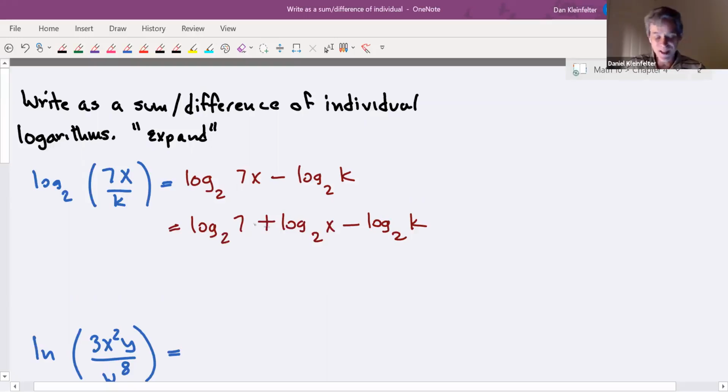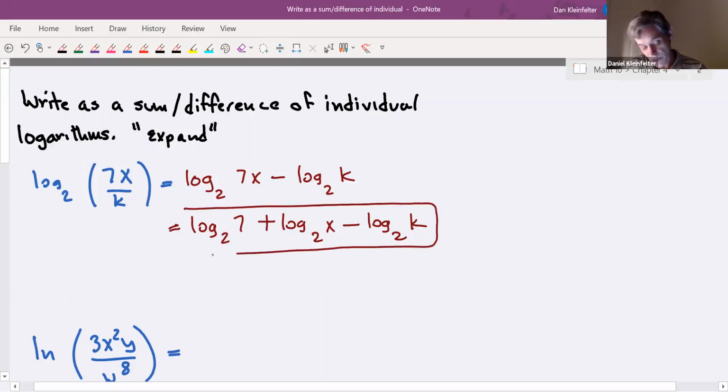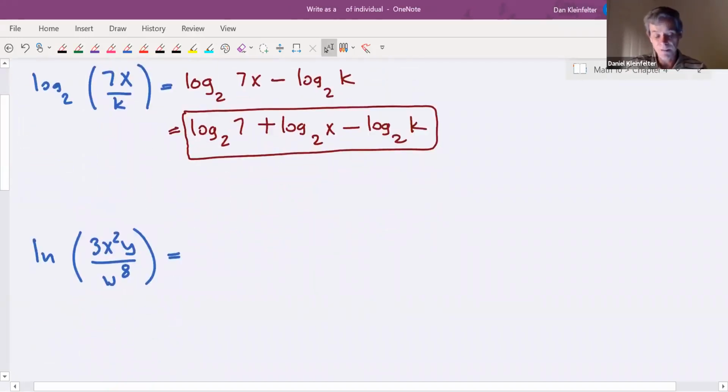That's log base 2 of 7 plus log base 2 of x minus log base 2 of k. Okay, so that's the whole thing. We broke it up until we couldn't break it up any further, and we didn't forget any of the bases or put down the wrong one.